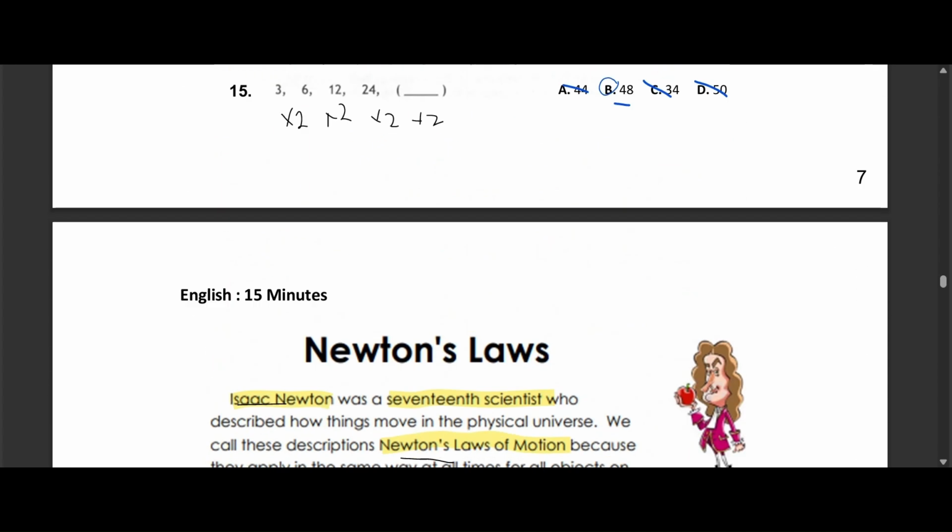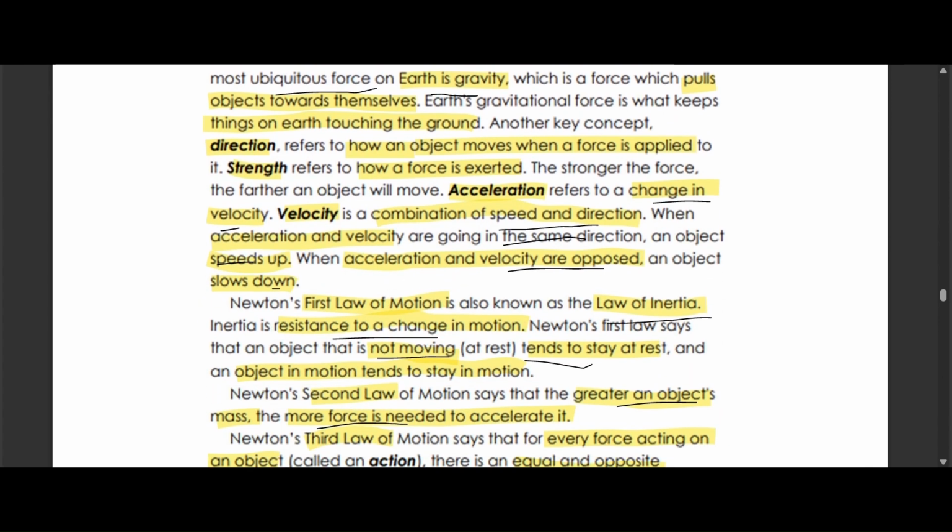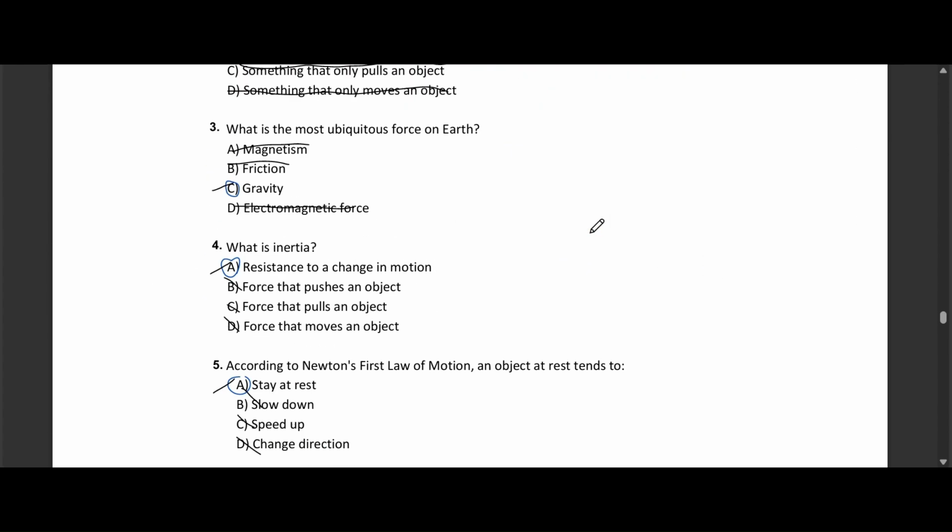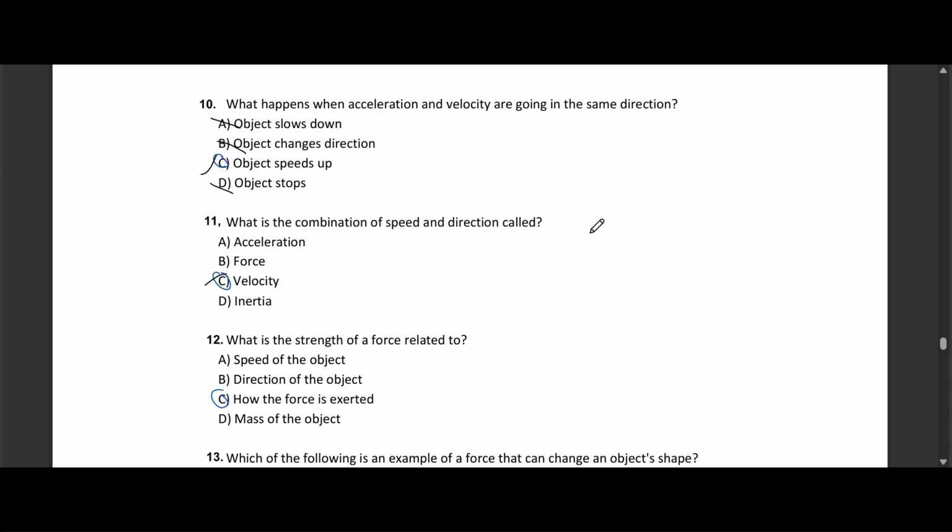Velocity tells us not just how fast something is moving, but also which way it's going. Acceleration, option A, is when velocity changes. Force, option B, is a push or pull. Inertia, option D, is how much an object resists changes in its motion.